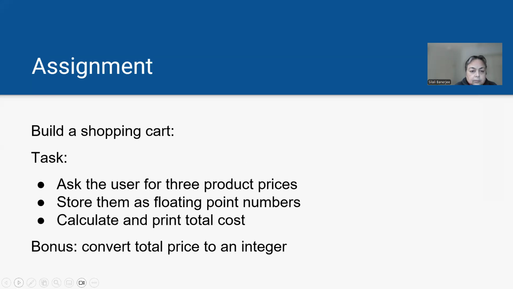This is an assignment. You can build a shopping cart. It sounds like a big project, but it's not. You already have what it needs for doing this project. Ask the user for 3 product prices, store them in floating point numbers, and calculate and print the total cost. If you want, you can convert the total price to an integer. I don't know why anybody would want to do that, for rounding off or just for practice.